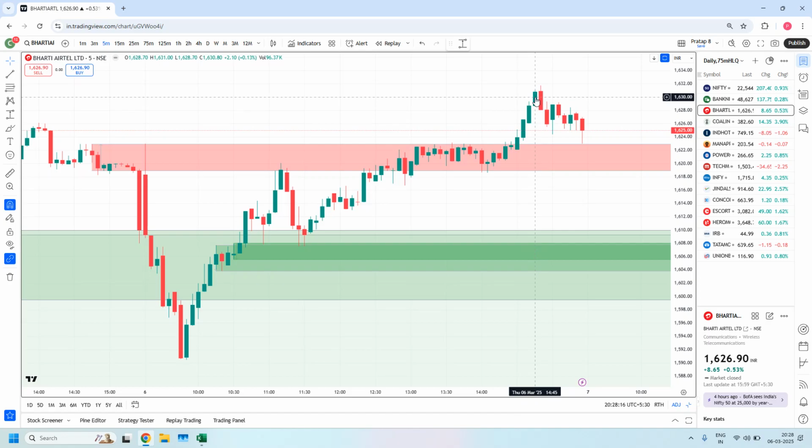People know about only tested zones, people know about violated zones, people know about fresh zones. That's it. The fourth one I introduced is the pierced zone. That's why you know that concept early from the beginning itself. It's not a surprise for you.